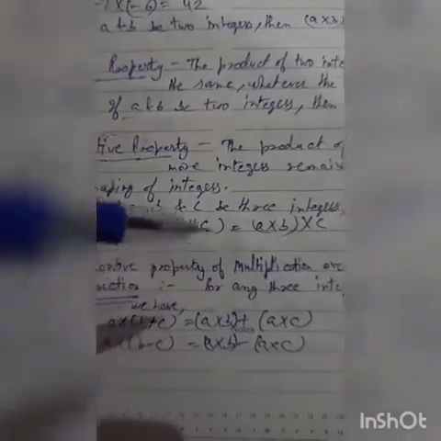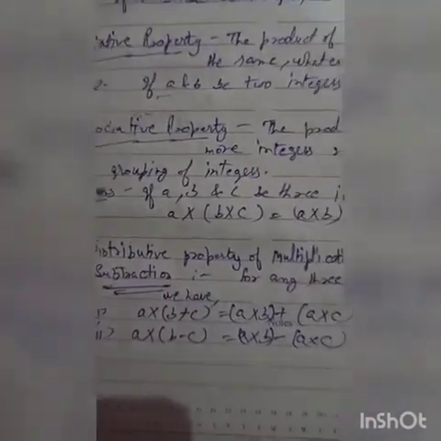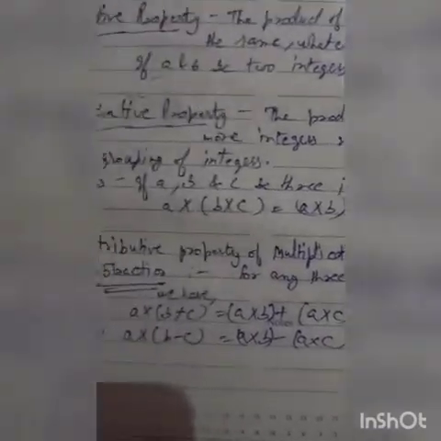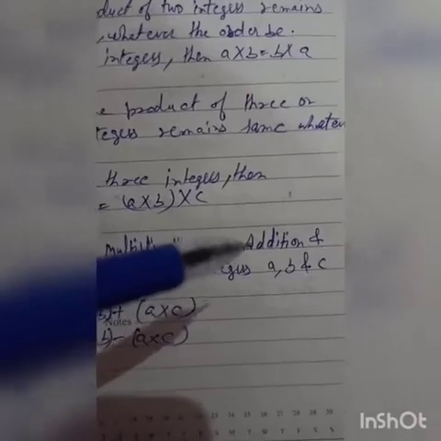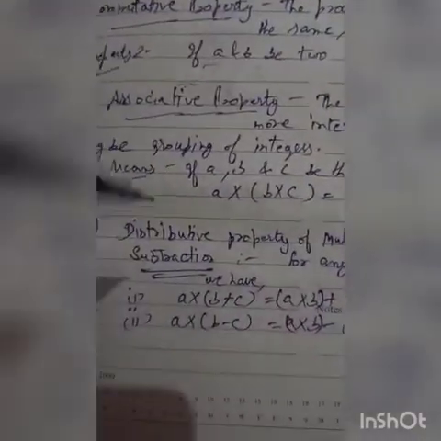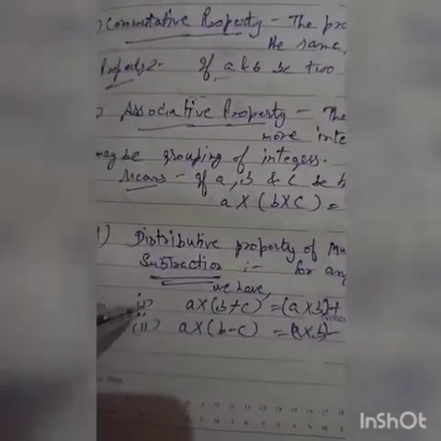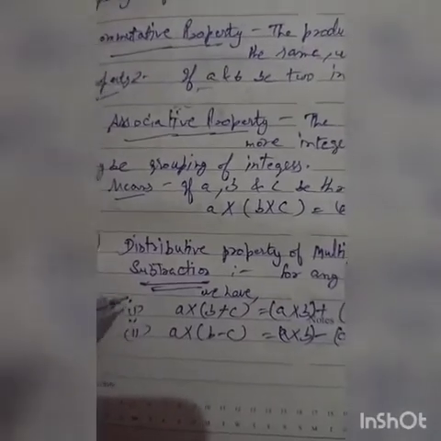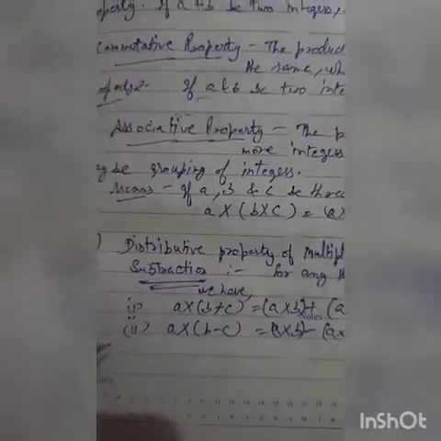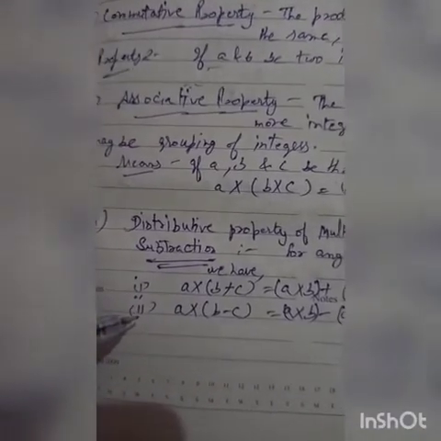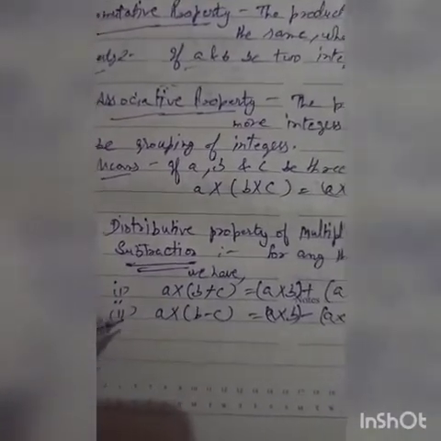Now the fourth property, distributive property of multiplication over addition and subtraction. For any three integers a, b and c, we have two properties here. First one is used for the distributive property of multiplication over addition, and second one is for distributive property of multiplication over subtraction.